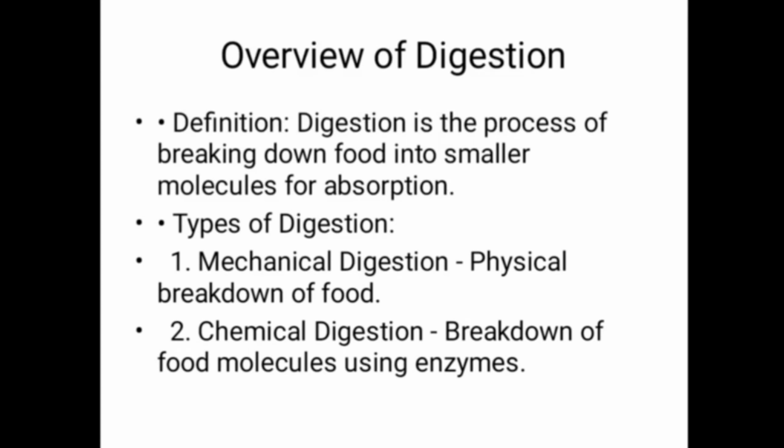As we well know, digestion is just the process of breaking down food into smaller molecules for absorption. And the two major types of digestion are mechanical digestion and chemical digestion. Mechanical digestion involves the physical breakdown of food, while chemical digestion involves the breakdown of food molecules using enzymes. Now you understand the difference: mechanical digestion has no introduction of chemicals, but chemical digestion, as the name implies, majorly uses chemicals to break down food in the body.